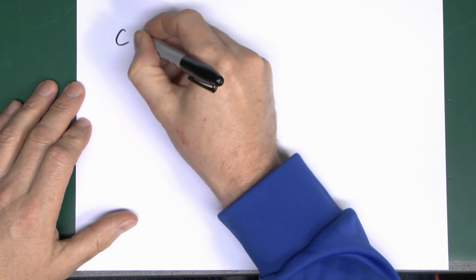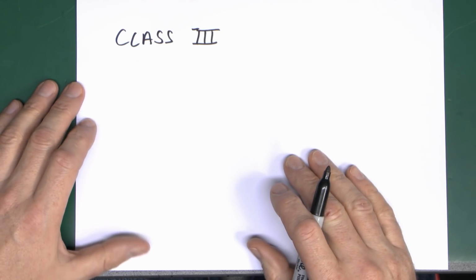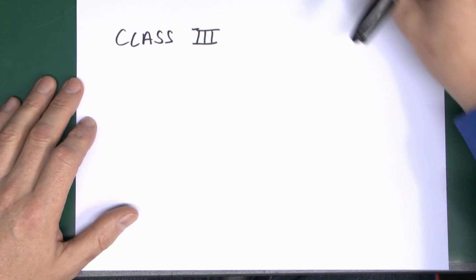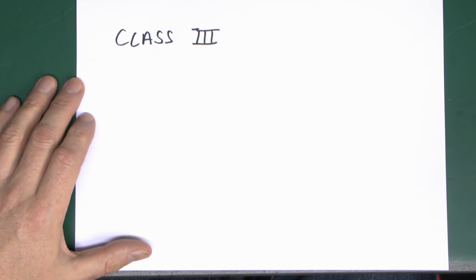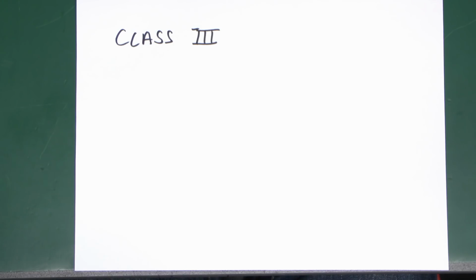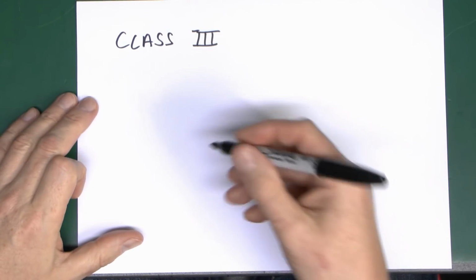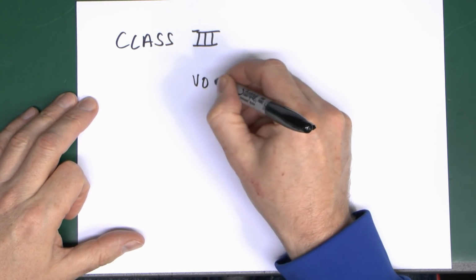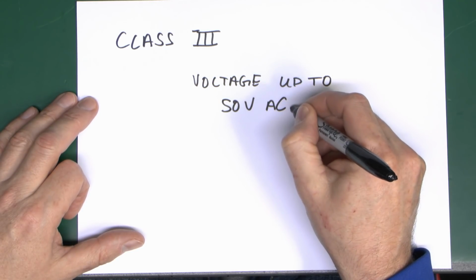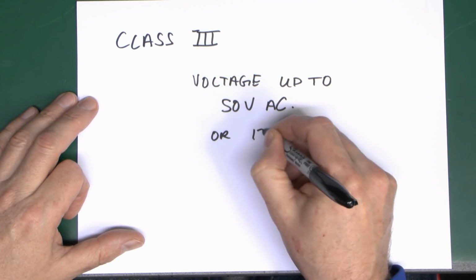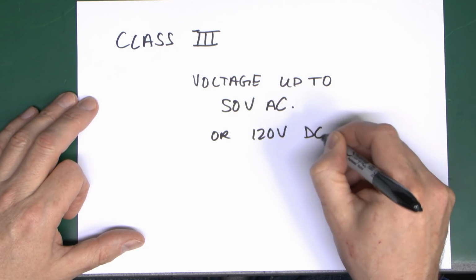Now the final one is Class 3. These are relatively common, but they're not normally the sort of thing you're going to be installing within a fixed installation, although it's certainly not impossible. And Class 3 is defined as equipment relying on limitation of voltage to ELV values as provision for base protection and with no provision for fault protection. So essentially this means that it works on voltages up to 50 volts AC or 120 volts DC.